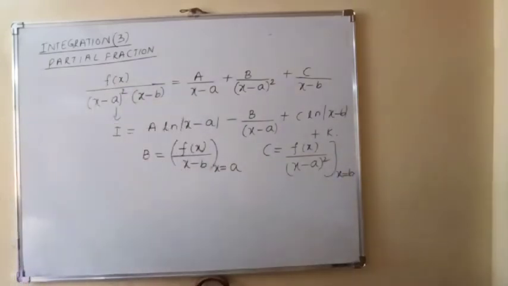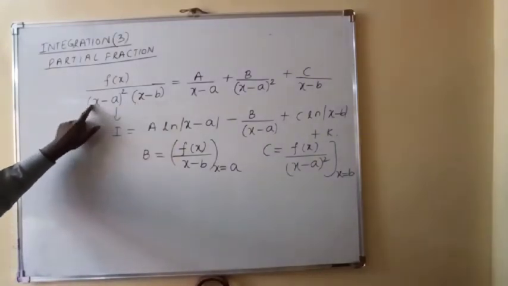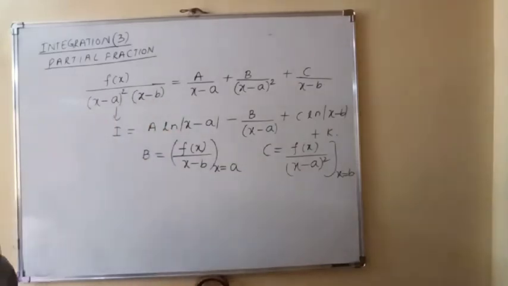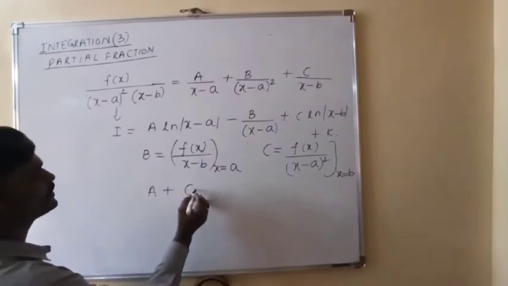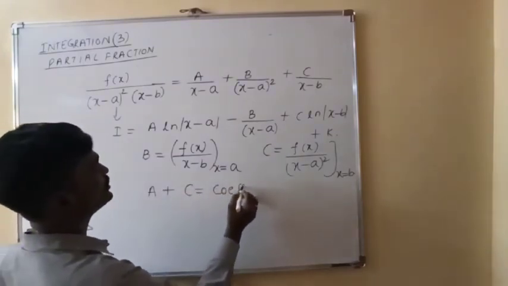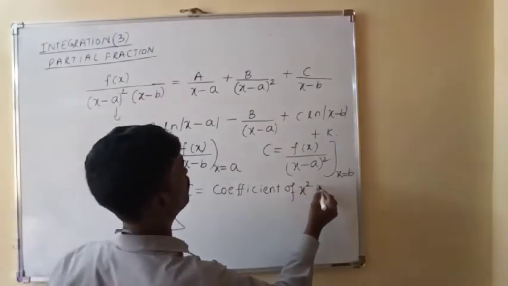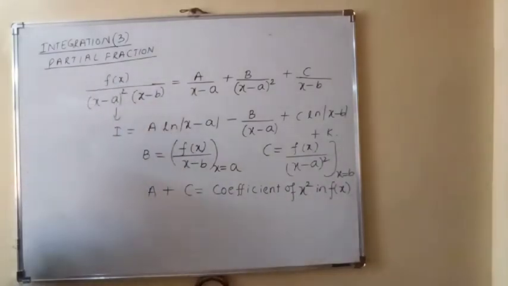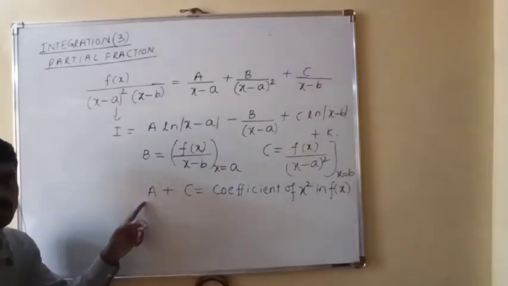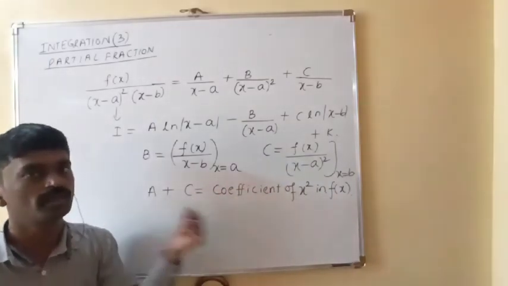Then how to find the a value? To get the a value, if the denominator has linear factors and the x coefficient here is 1 and here also is 1, then that a value we can find by doing a plus c is equal to the coefficient of x square in f of x, that is the numerator. So remember, this formula will hold, because we already got the c value, we can substitute the c value here, we will get the coefficient of x square, and we will get the a value.